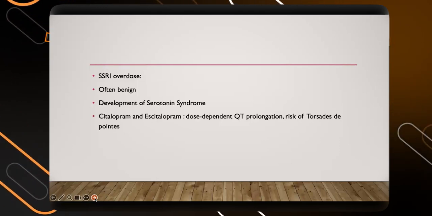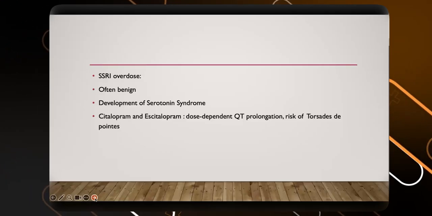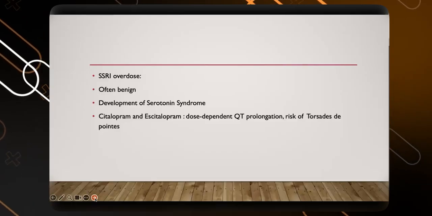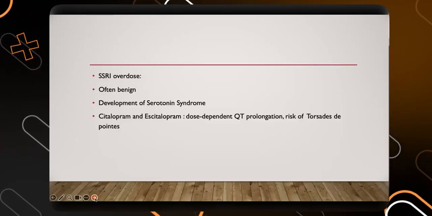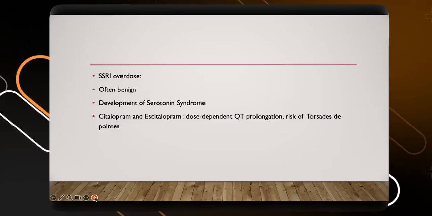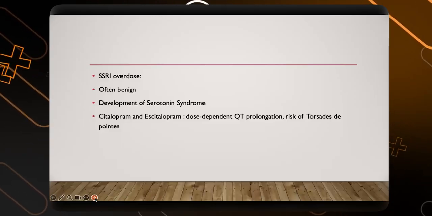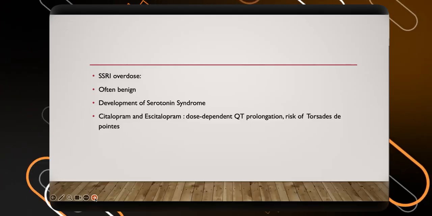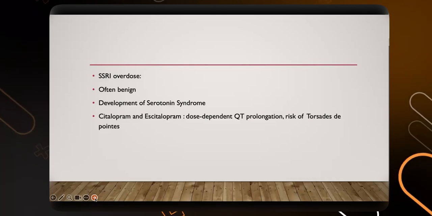Now, SSRI overdose is often benign, but it can lead to the development of serotonin syndrome, which is again a very frequently asked topic in the exams. I'll talk about it later in my slides as I go along. Citalopram and escitalopram cause dose-dependent QT prolongation, and therefore there's a risk of torsades de pointes.